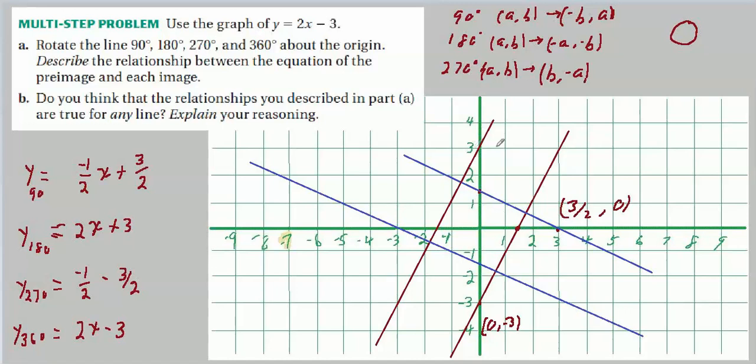And yes, that will work for any line. There's nothing magical about this first line that we drew here. No matter where we place this line, rotations of 90, 180, 270, and then 360 will produce the same pattern, I guess you could say.